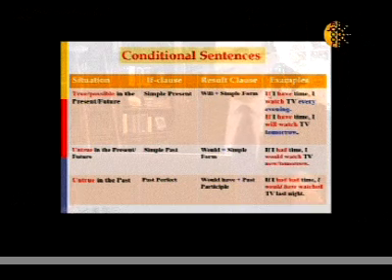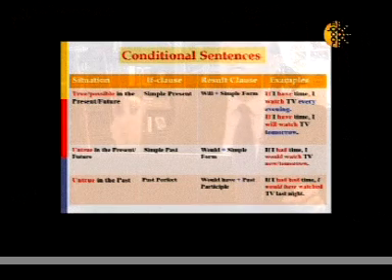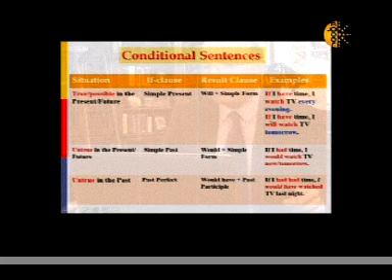So remember, in a sentence like this, there are two clauses. One is called the if clause. That is the clause that starts with, like, if I have time. Because the clause starts with if, it's called the if clause. I will watch TV tomorrow.